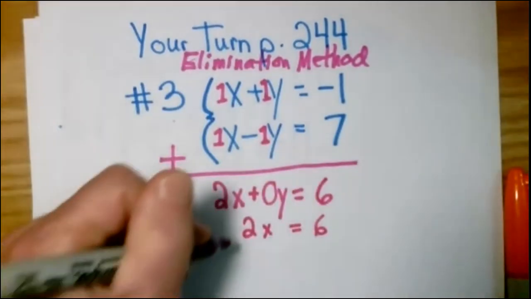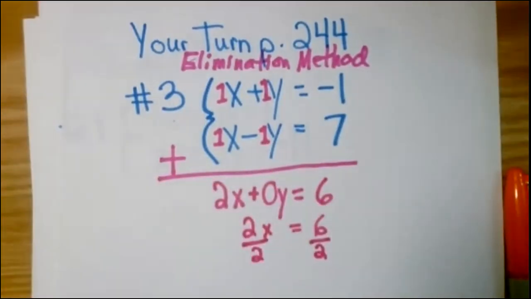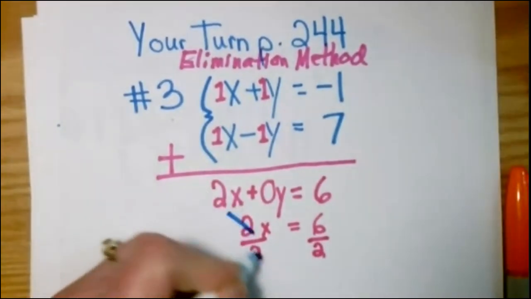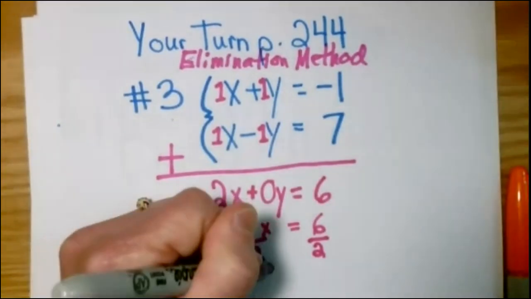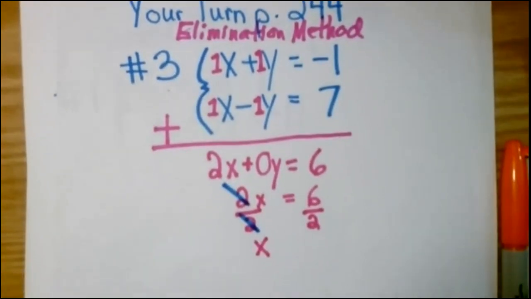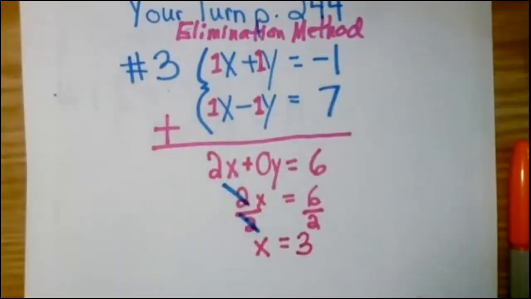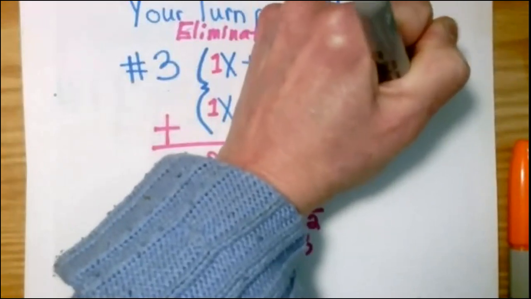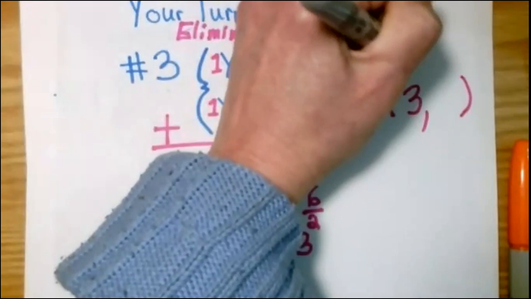Now we're going to solve by dividing both sides by 2. And by now, this should be something that you're getting pretty good at. I'm going to cross off my 2's, because those just equal 1. And I'm left with x equals 6 divided by 2, which is 3. Okay, that's going to be our x coordinate. We'll put it up here. We don't know the y yet, so this is our x coordinate.